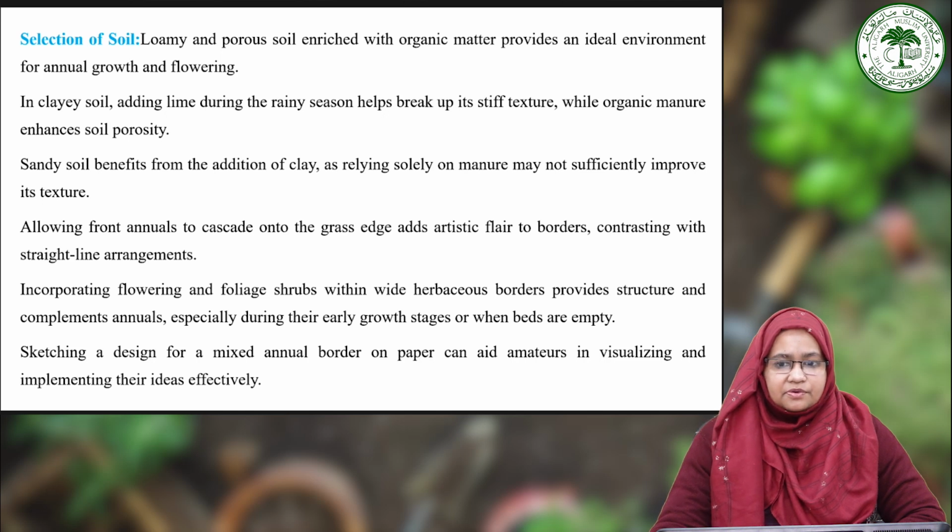To add structure to a wide herbaceous border, it is recommended to plant flowering and foliage shrubs. These shrubs act as a foil to the annuals and provide color, especially when the annuals are small or the beds are empty. Creating a sketch of mixed annual borders and a plan can be helpful for amateurs who may feel hesitant about implementing their ideas directly in the field.